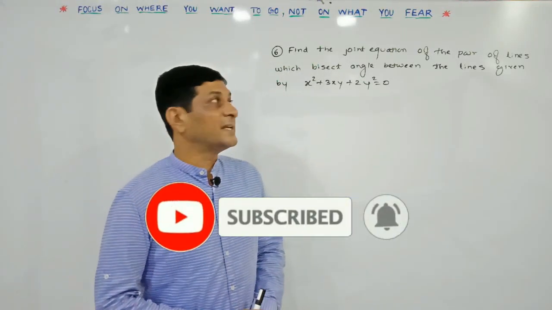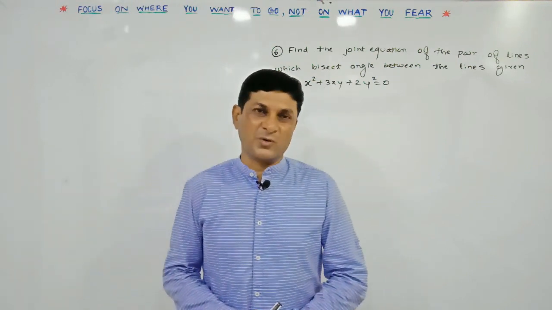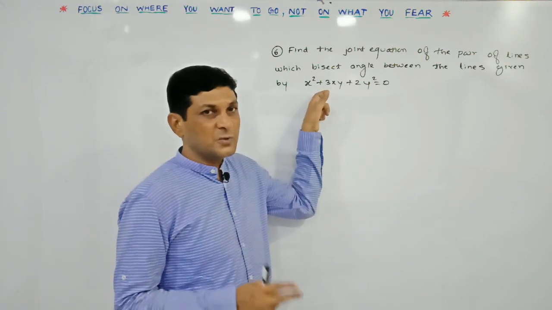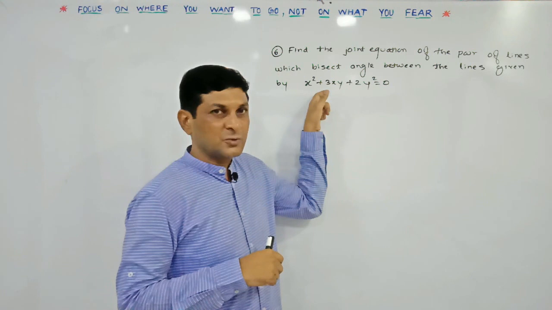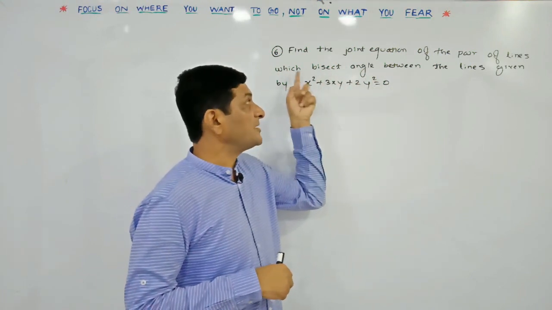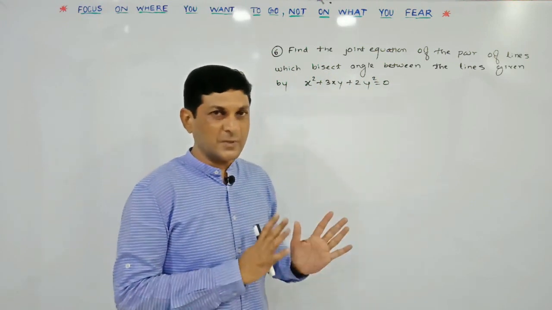So today we are starting example number 6, from Miscellaneous Exercise 4. In this example, one homogeneous equation is given to us and we know that it represents a pair of lines passing through the origin, and the question is to find the joint equation of the pair of lines which bisect the angle between the lines represented by this homogeneous equation.